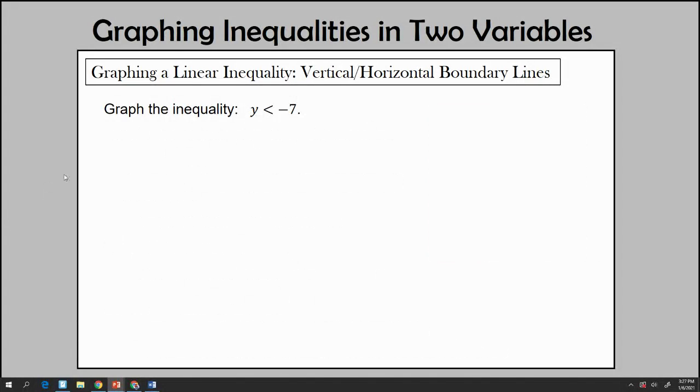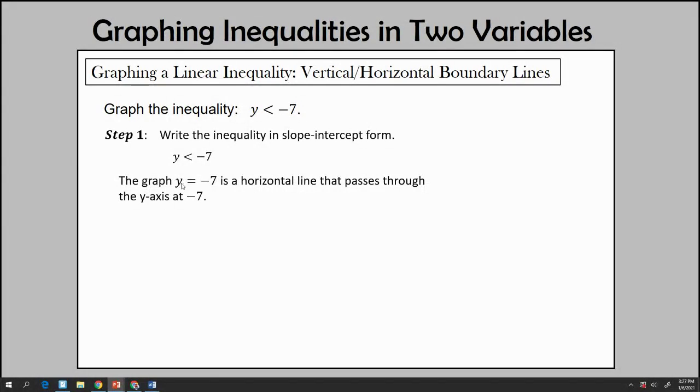Okay, let's look at another one. So this one is y is less than -7. We're going to treat it like a two variable equation, one that we can put on an XY axis. So the first step is, it says write the inequality in slope intercept form, right? That's what we've done. Do we really need to do that here? No. y is less than -7 really represents the line y equals -7, which we know is a horizontal line that goes through the y-axis at -7. So I know what the boundary line looks like. It's a horizontal line that goes through the y-axis at -7.